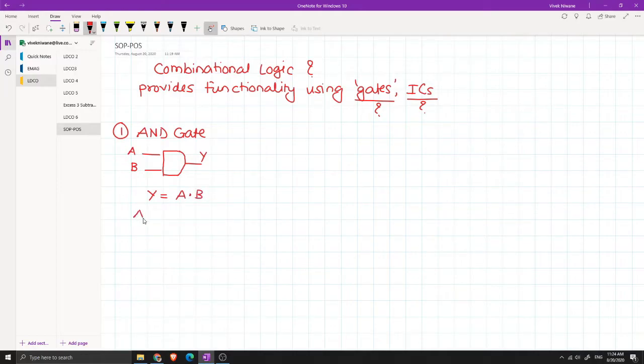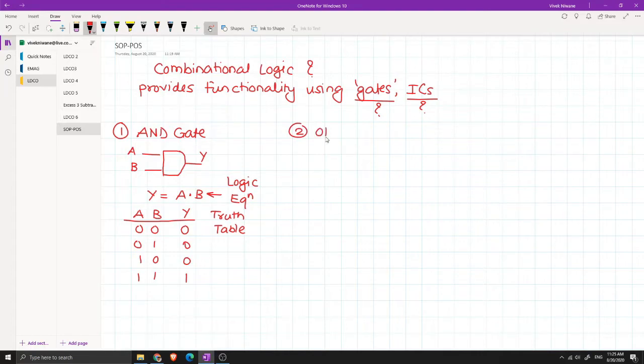That means let us draw a table A, B and Y. Since we have 2 bits, we will have 4 combinations. So 0 0, A into B will provide 0; 0 1, A into B provides 0; 1 0, A into B provides 0; 1 into 1 provides 1. This is called the truth table for the AND gate, and this is called the logic equation.